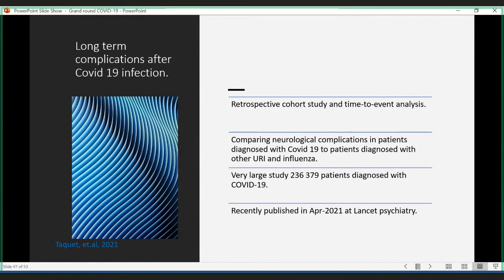It is a very large study including more than 236,000 patients diagnosed with COVID-19, and it's a retrospective cohort and time to event analysis comparing patients with COVID-19 developing neurological complications in comparison to other patients who had either influenza or other types of respiratory tract infection.